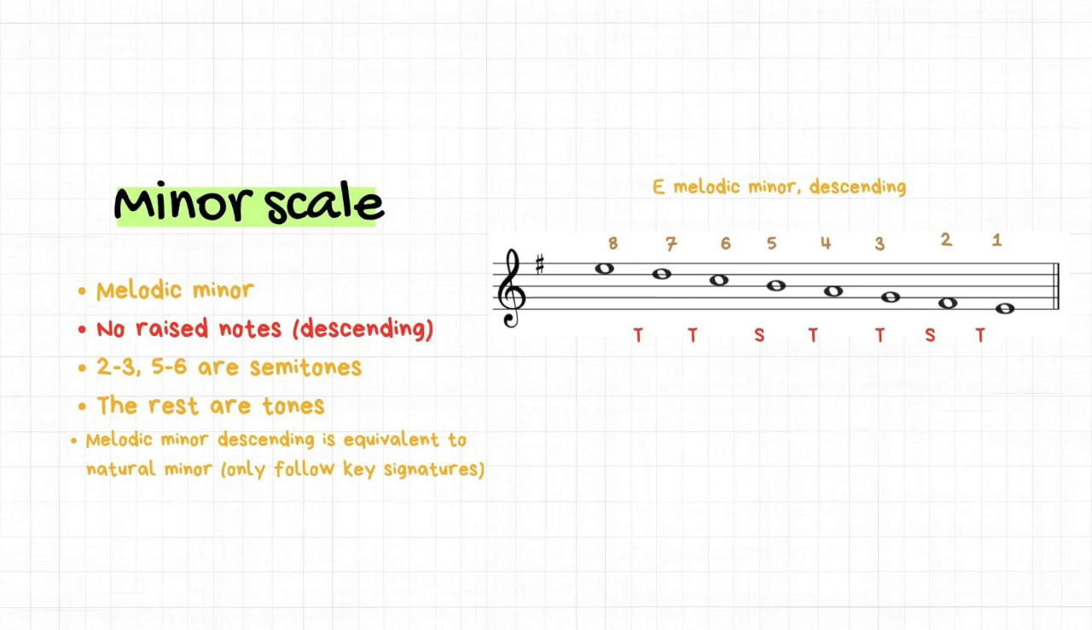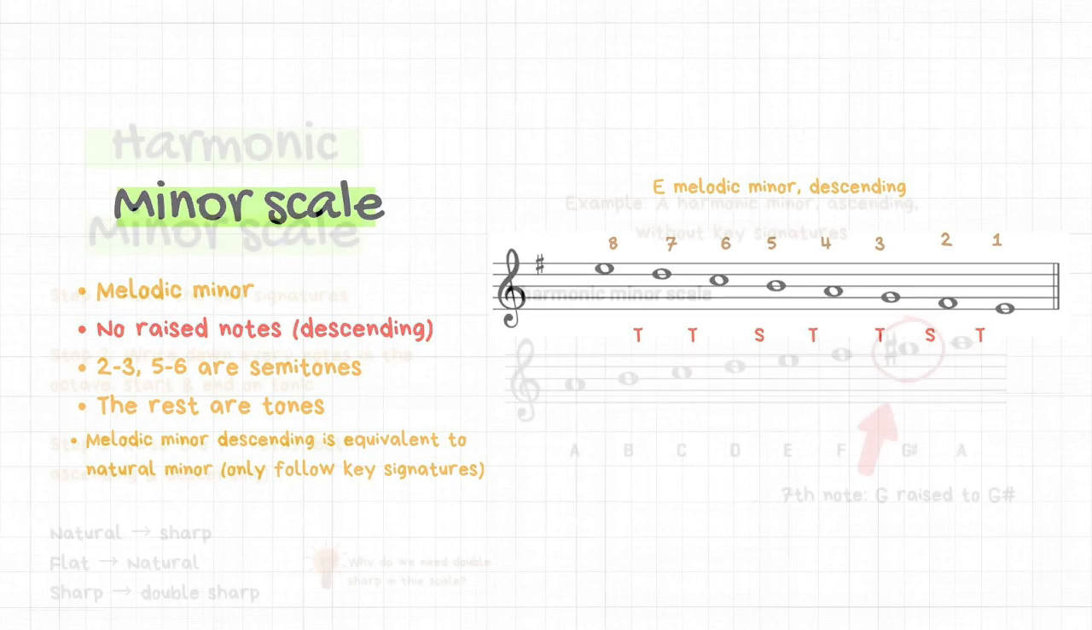As for the melodic minor descending, we don't raise any notes. 2, 3, and 5, 6 are still semitones, and the rest are tones. The melodic minor descending is equivalent to the natural minor, which we only follow the key signatures. In this example, we see E melodic minor descending. The key signature F sharp is written beside the clef, and we don't raise any notes.